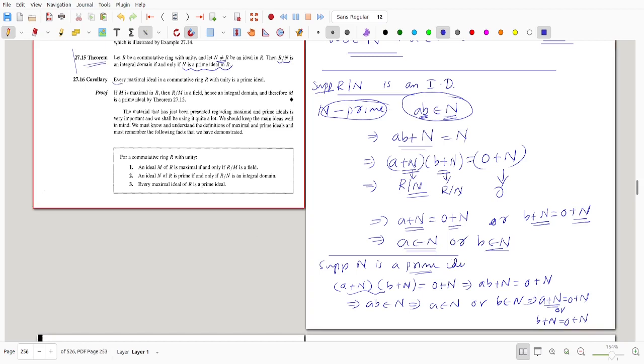As a consequence of this, you can easily prove this result. A maximal ideal in a commutative ring with unity is a prime ideal, because if M is a maximal ideal, then we know that R by M is a field. If R by M is a field, then we can say that R by M is an integral domain, because every field is an integral domain. R by M is an integral domain, then M is a prime ideal, because we already proved this one, 27.15. So every maximal ideal is a prime ideal, which proves Corollary 27.16.